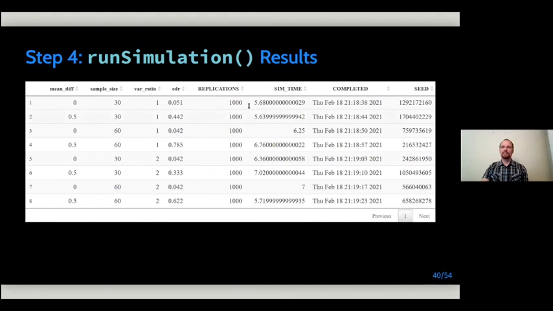So I'm going to take a look here. This is our design condition. Again, we've got mean difference, sample size, variance ratio. And then I've got my results from my summarize function, the empirical detection rate, and the number of replications that were run. I asked to do 1,000, so I see I've got 1,000 there. Then the simulation runtime, whether the data was completed, and also the seed that was used to generate that, which is nice.